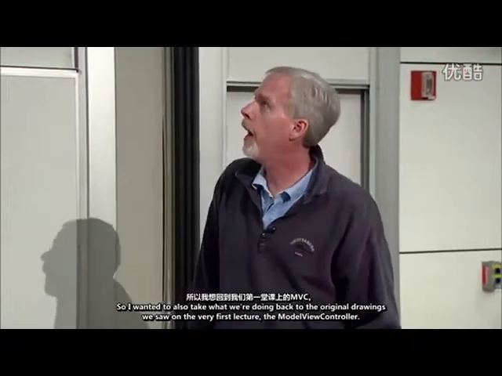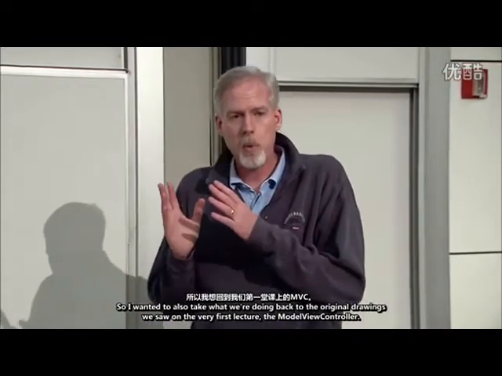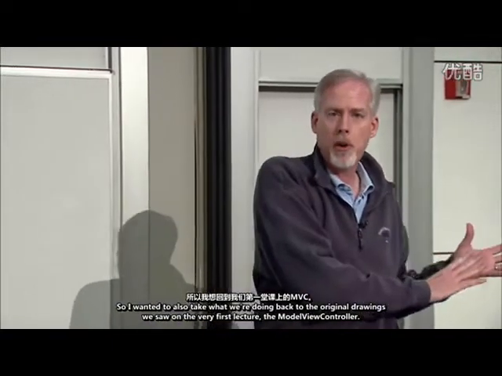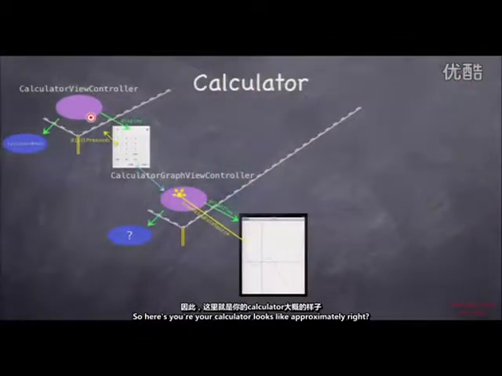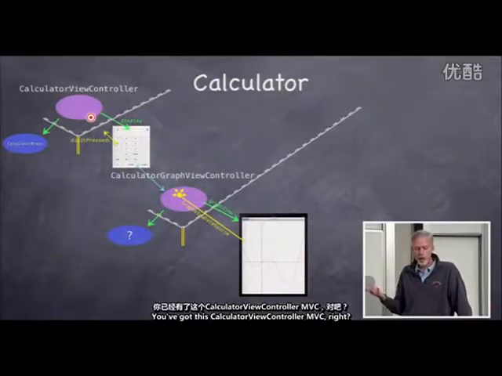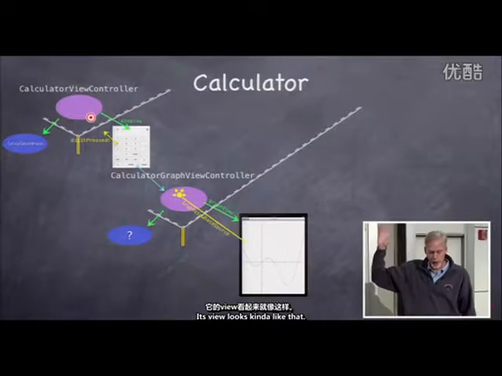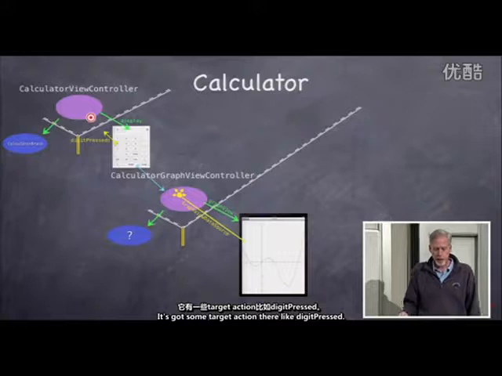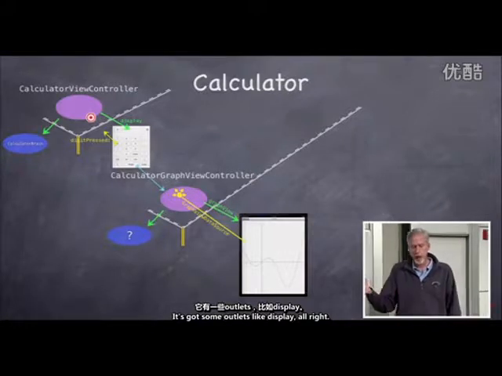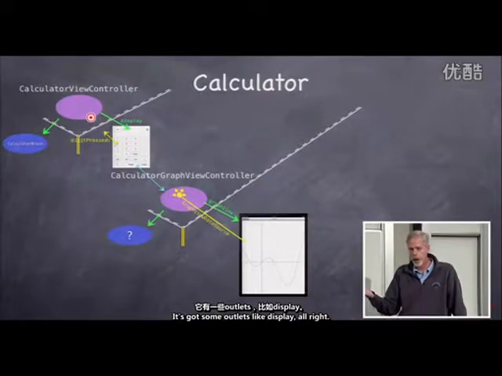So I wanted to also take what we're doing back to the original drawings we saw in the very first lecture, the model view controller. So here's what your calculator looks like approximately, right? You've got this calculator view controller, MVC, right? Its model is a calculator brain. Its view looks kind of like that. It's got some target action there like digit pressed. It's got some outlets like display, right?